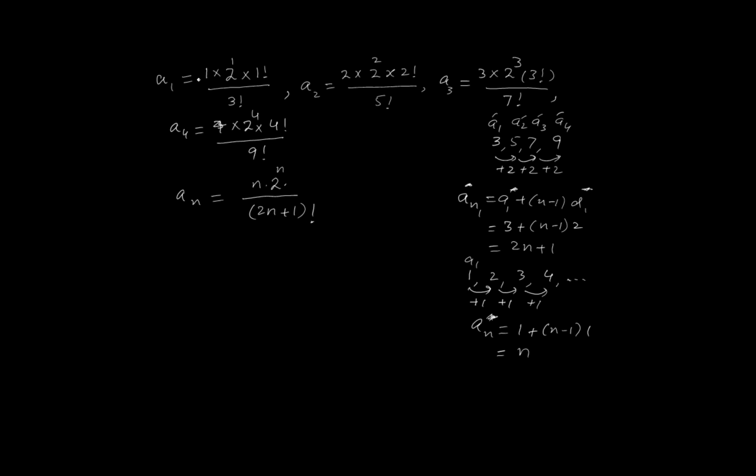And next 1 factorial. 1 is here, so 1 factorial. 2 is here, so 2 factorial. 3 is here, so 3 factorial. 4 is here, so 4 factorial. If n is here, so n factorial. So this is our general term.